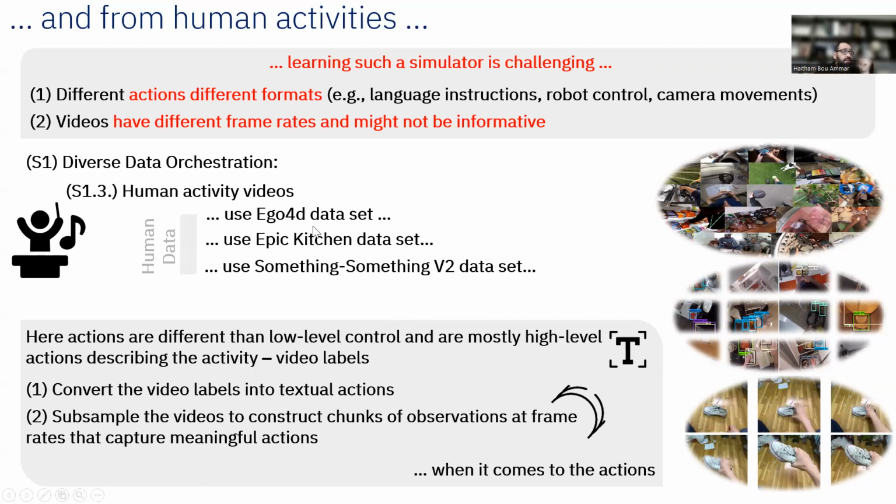So what they do in these data sets is that their actions are high-level descriptors or the labels of the video. How do they embed those? Again, using a T5 model to become a continuous action representation, continuous embedding, right? And then they're also subsampling the videos in order to construct meaningful actions from those videos as well.